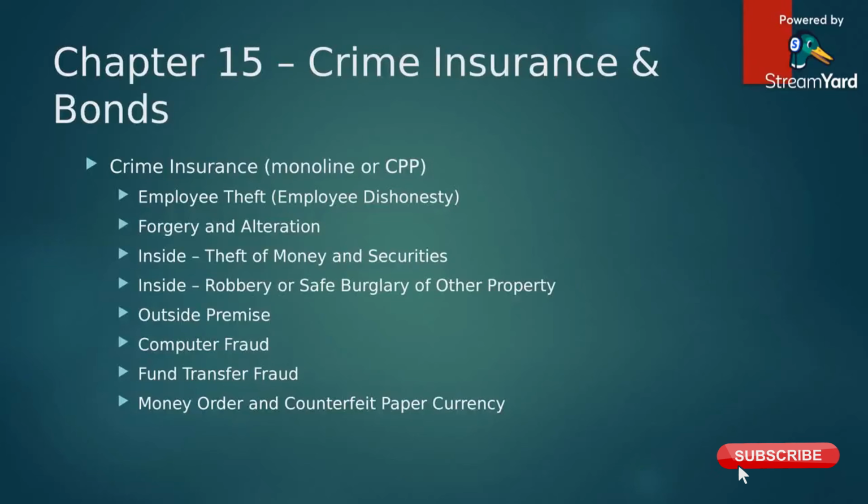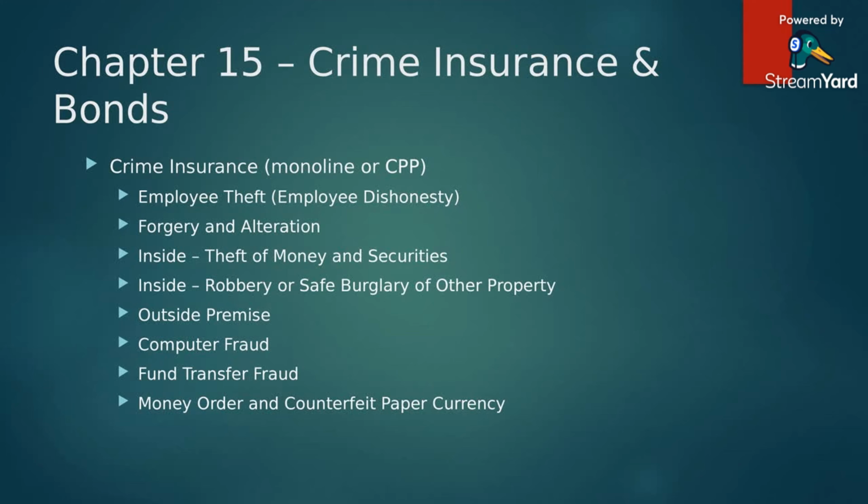Property and casualty initial licensing. This is going to be Chapter 15, crime insurance and bonds. Crime insurance is going to be added to a CPP or written on a monoline basis. It's going to have a declarations page that's going to cover all the following things.